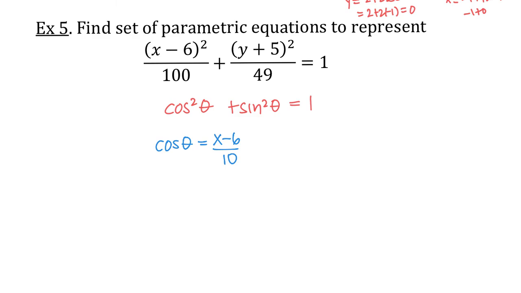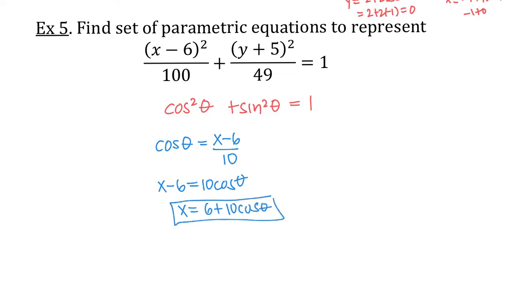Okay, and then I just want to rearrange this so I can solve for x. So I'll multiply the 10 to the other side. So x minus 6 equals 10 cosine theta, and x equals 6 plus 10 cosine theta. Keeping in mind this is not unique and there's more than one way to do this. Okay, now let me look at sine squared theta. I'm assuming that this represents this.